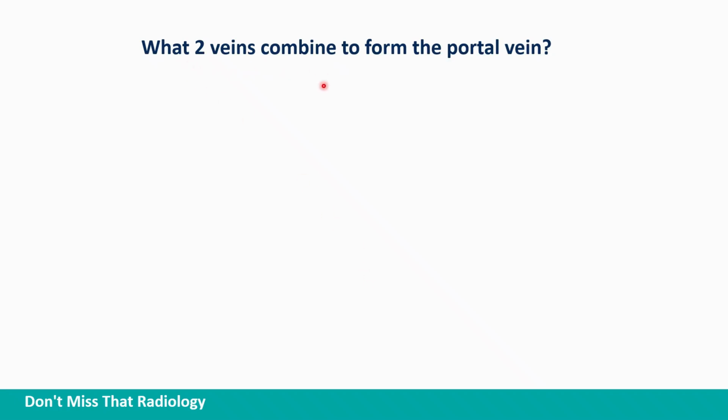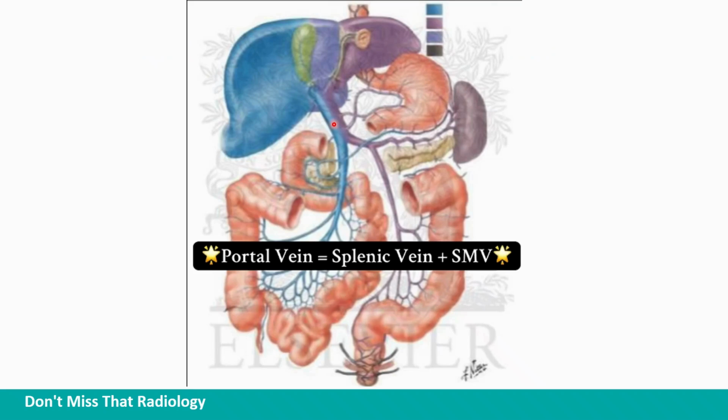What two veins combine to form the portal vein? Well, I gave a Pittsburgh analogy with the 3 rivers, but it's going to be the SMV and the splenic vein forming the portal vein. And that will be hepatopedal flow going towards the liver. Sometimes you'll get, with portal hypertension, hepatofugal flow flowing back from the liver.